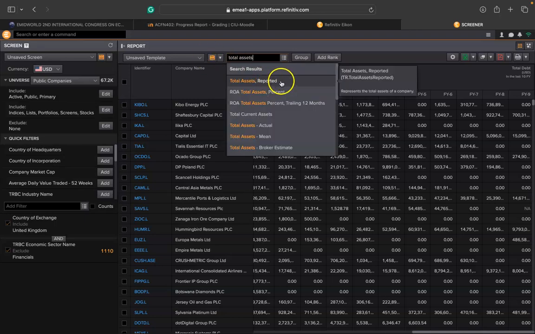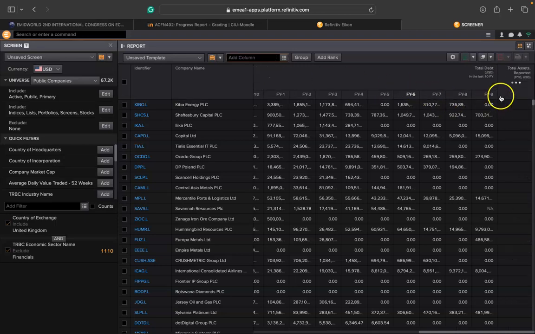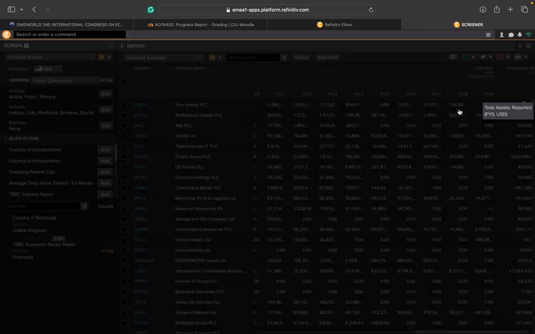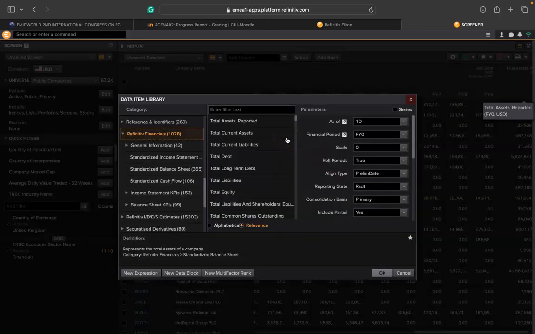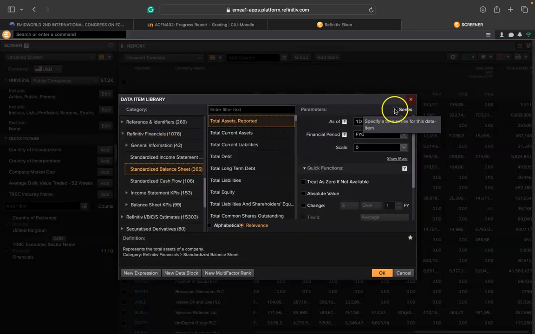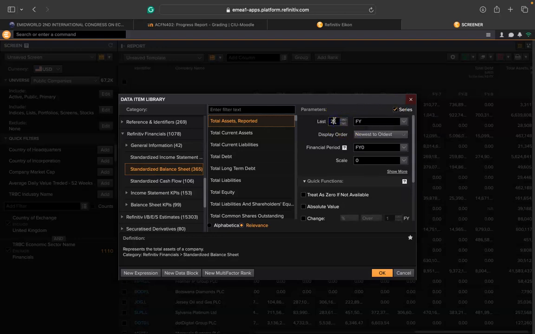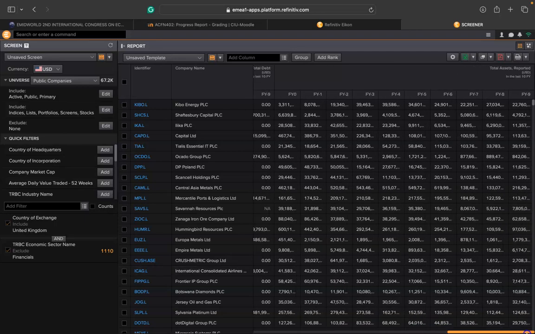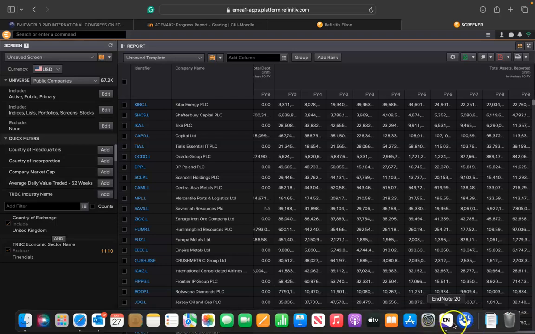So total assets reported can be used over here. Now I'm going to edit this one again. So I'm going to select this one and write 10 again. So what I'm doing, I'm just generating data which has 10 years of data. Now let's go back and check what other data we need.